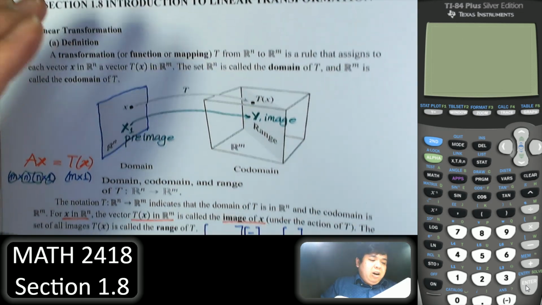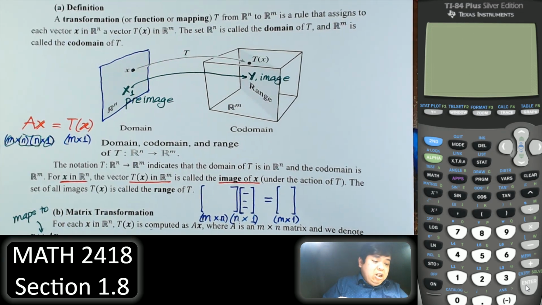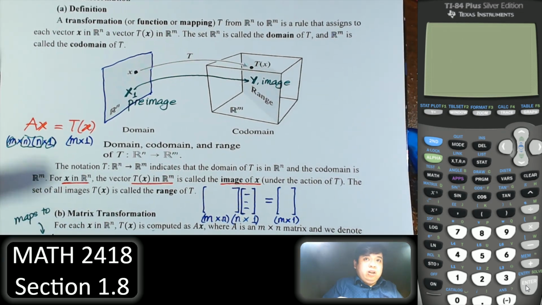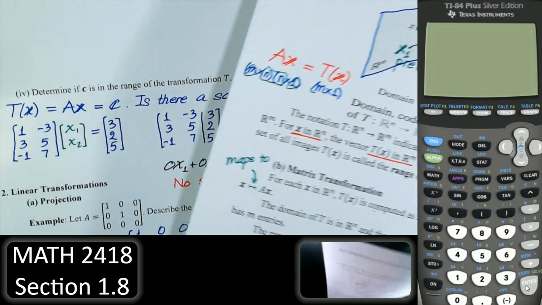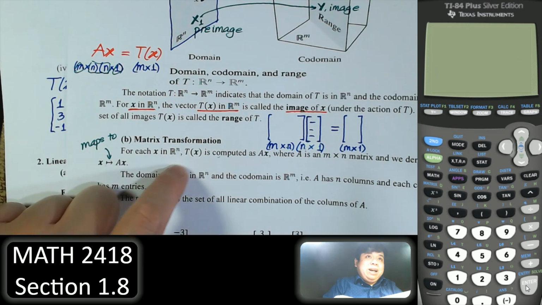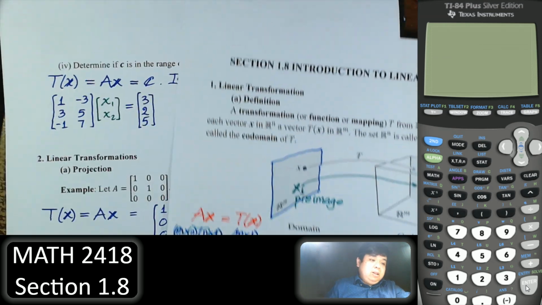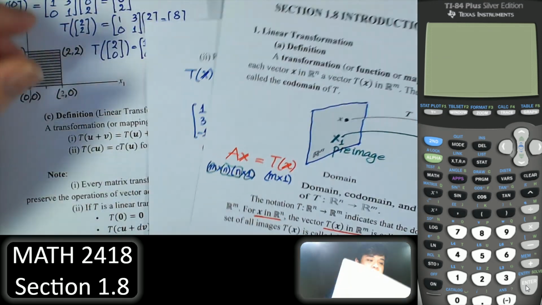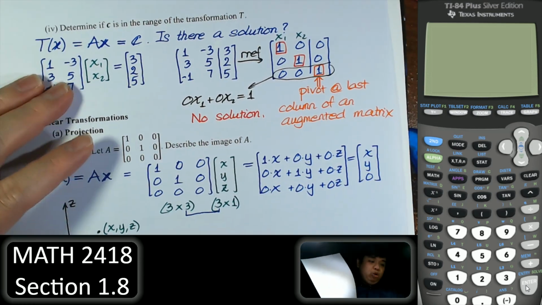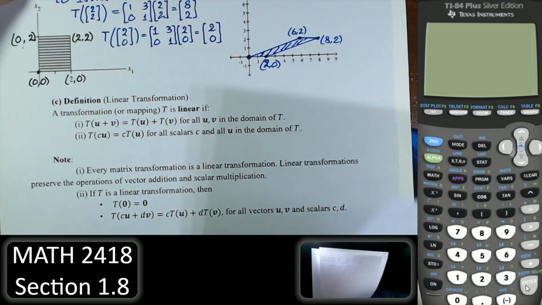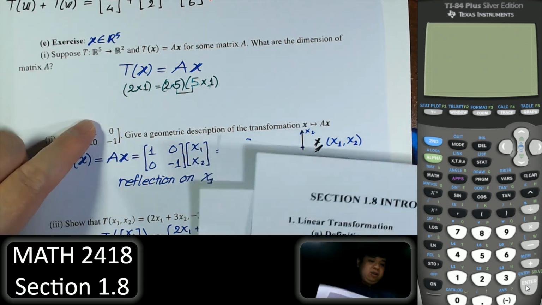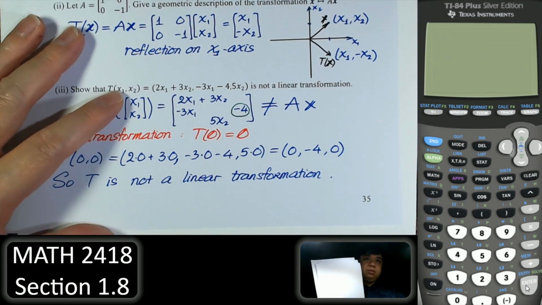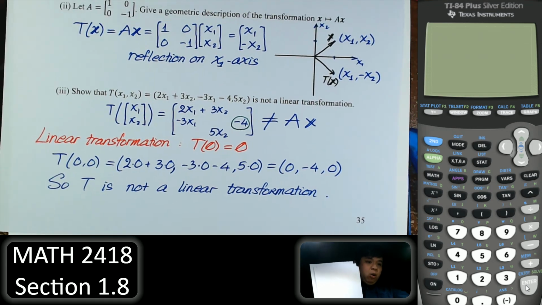We just defined a transformation, and then a linear transformation, which can be written in matrix form. And then we have some basic ones like projection, shear, and later on we will also have reflection. But that's all we have for this section.